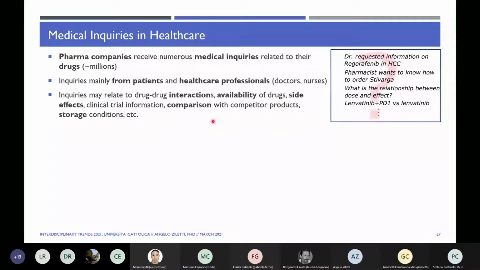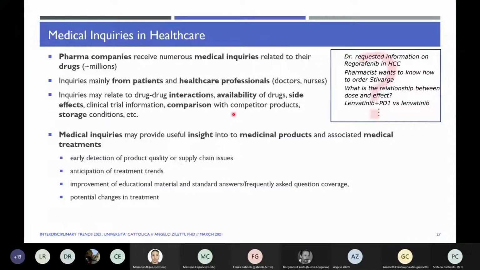And if you think about it, you have a lot of them, so you can ask yourself, can you extract useful insight from that? Because if a lot of people are asking the same thing, maybe there is something going on there. You can imagine that you can detect product quality or supply chain issues, anticipate treatment trends, improve your educational material, or maybe even change the treatment. Maybe doctors ask, can I give this drug to my patient once every 2 weeks instead of once per week? I don't know. That could also be something that you can get from these medical inquiries.